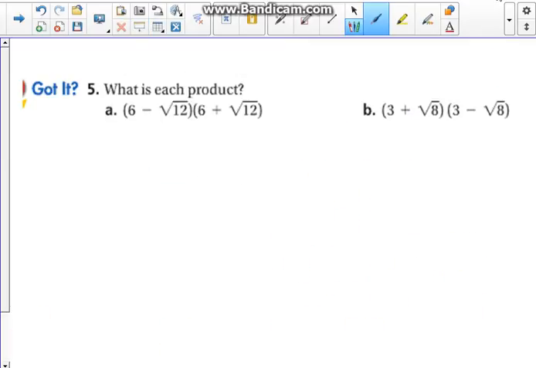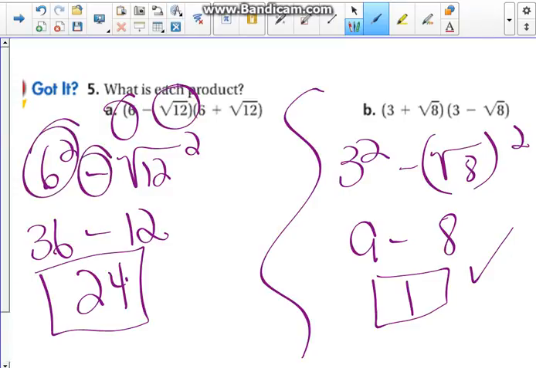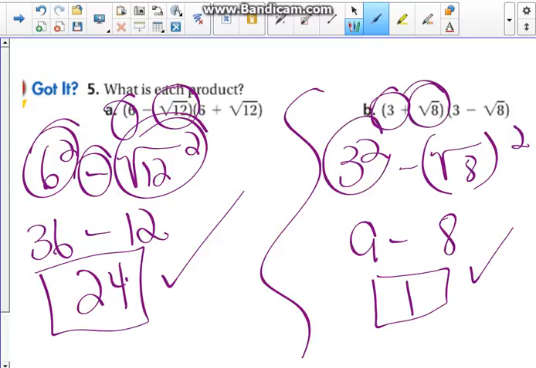So again, pause, do your work. Okay, so here we go. The first one we have here is my a is 6, my b is radical 12. So it's going to be 6 squared minus radical 12 squared, which becomes 36 minus 12, which is 24. And over here, a is 3, b is radical 8. So it's going to be 3 squared minus radical 8 squared. So it's going to be 9 minus 8, which is 1. So those were super easy. It shouldn't have taken you but 1 or 2 minutes to do all 3 problems. Okay, let's move on.